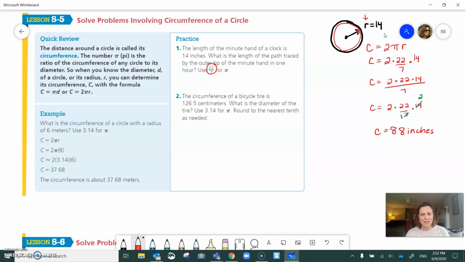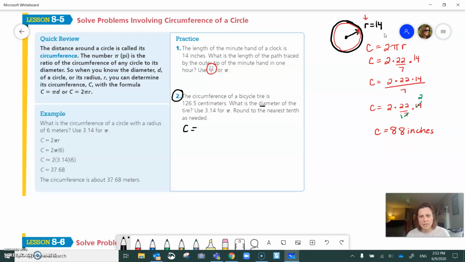Okay, the second one, this is the kind of question that I notoriously mess up on. The circumference of a bicycle tire is 126.5 centimeters. What is the diameter of the tire? Use 3.14 for pi. Round to the nearest tenth as needed. Okay, so it's circumference again, and they want to know the diameter.